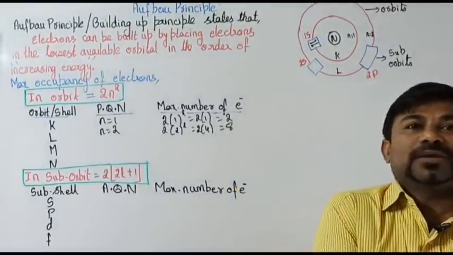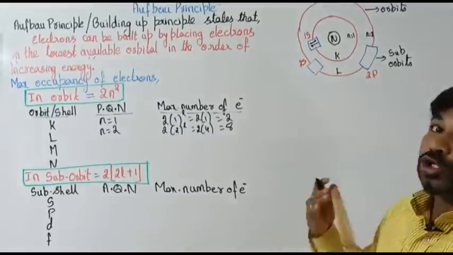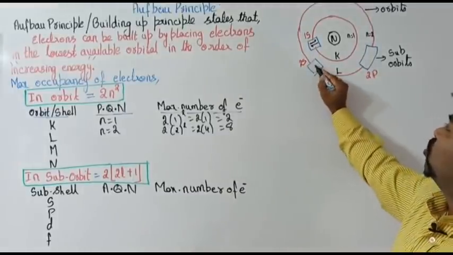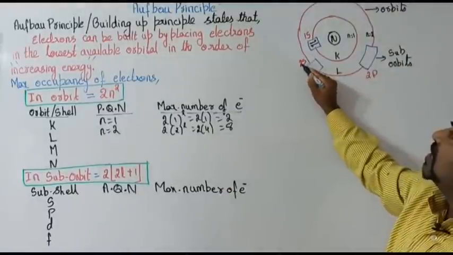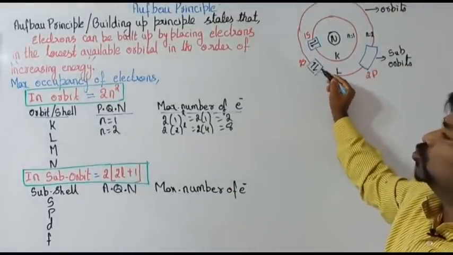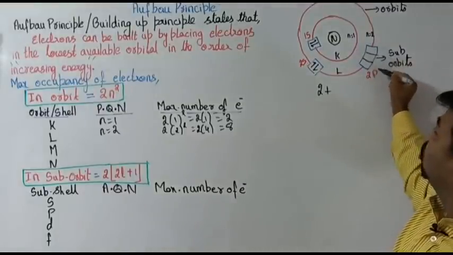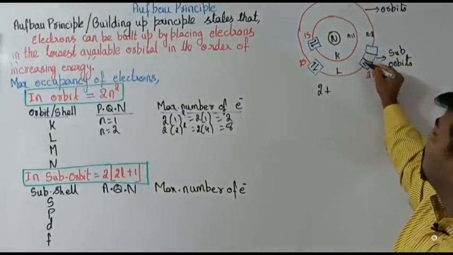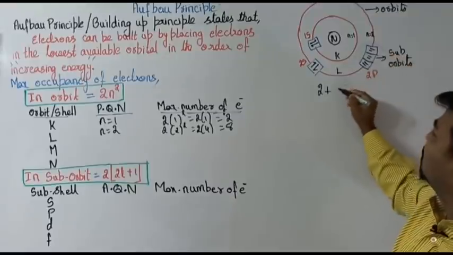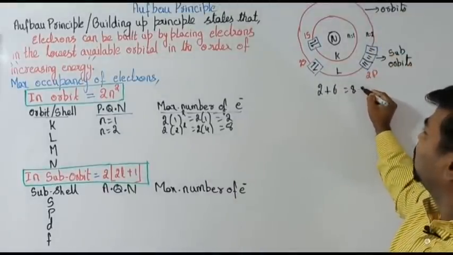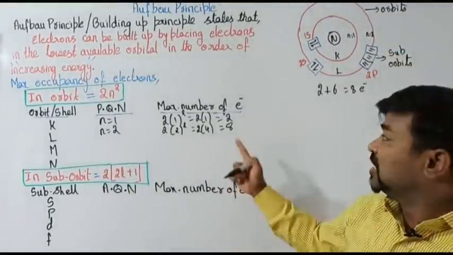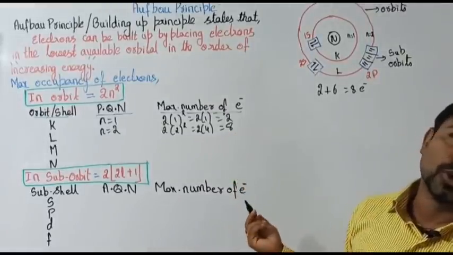Right, 8 electrons can be adjusted in the second orbit. So how they are 8, I will let you know. In the second orbit, in the 2s orbital, we are having 2 electrons, that is 2, plus in the 2p, we can adjust 1, 2, 3, 4, 5, 6, totally 6. That's nothing but 8 electrons. Totally, that is nothing but 2 plus 6. So this is the rule what we are saying.